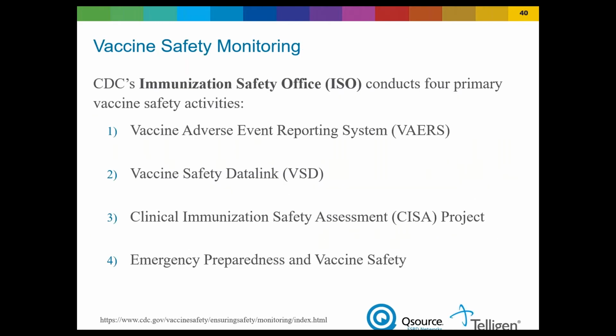So in terms of vaccine safety, as I mentioned, in addition to the initial extensive approval process, CDC has invested in immunization safety through various ways. There's an Immunization Safety Office that conducts 4 primary vaccine safety activities through these programs listed here: Vaccine Adverse Event Reporting System, Vaccine Safety Data Link, Clinical Immunization Safety Assessment Project, Emergency Preparedness, and Vaccine Safety. This information is readily available and you can visit to obtain more data. Next slide.